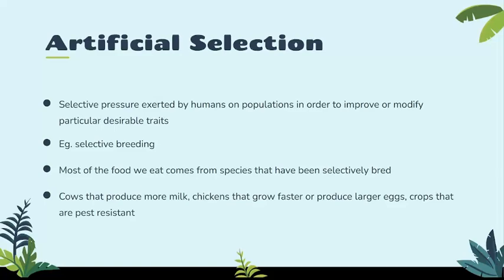An example of this is selective breeding. We breed dogs. There are so many different breeds of dogs. You could have a German Shepherd or a Dalmatian or whatever. So why do we have them? Well, some of them look better than others. Some of them are cuter than others. Some of them are smarter than others. So this is why we do it. It's because we desire it. We like it. We want them. It's a wish. It's a want. On the other hand, most of the food that we eat comes from species that have been selectively bred.